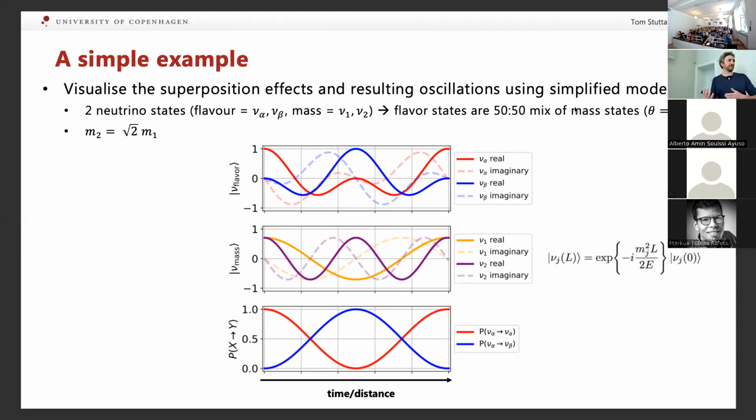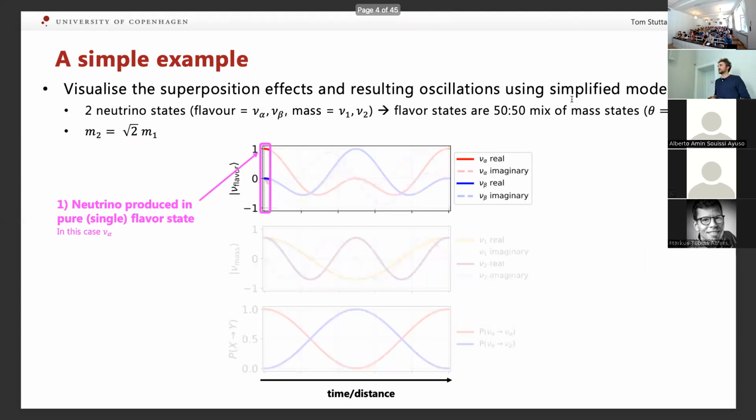I'm supposing that the mixing between these 2 is also basically the simplest thing possible. Each mass state is a 50-50 mix of each flavor state. The other thing I'm assuming here is the relationship between the masses of the 2 states, which basically gives twice the period of one compared to the other in terms of the wave function. And this is what the evolution of these states looks like.